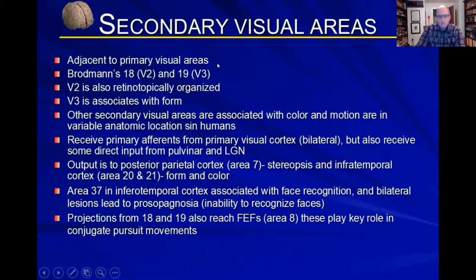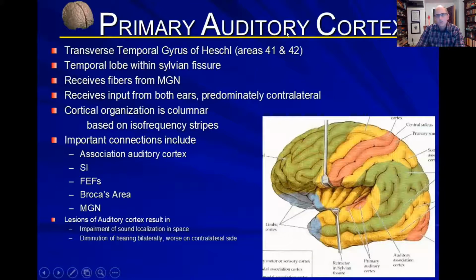So again, there's secondary visual areas, and I'll let you guys study that on your own time. How about auditory cortex? So the primary auditory cortex is located here, like I mentioned earlier. That's the transverse temporal gyrus of Heschl. Brodmann areas 41 and 42. It's in the temporal lobe within the sylvian fissure, so you really need to open up the sylvian fissure to access it. That receives input from the medial geniculate nucleus, receives input from both ears, but predominantly the contralateral.